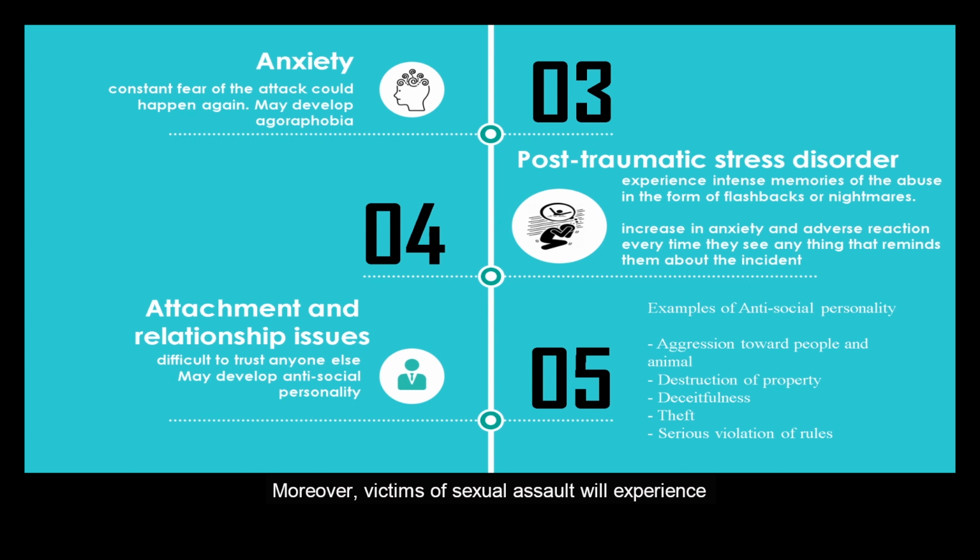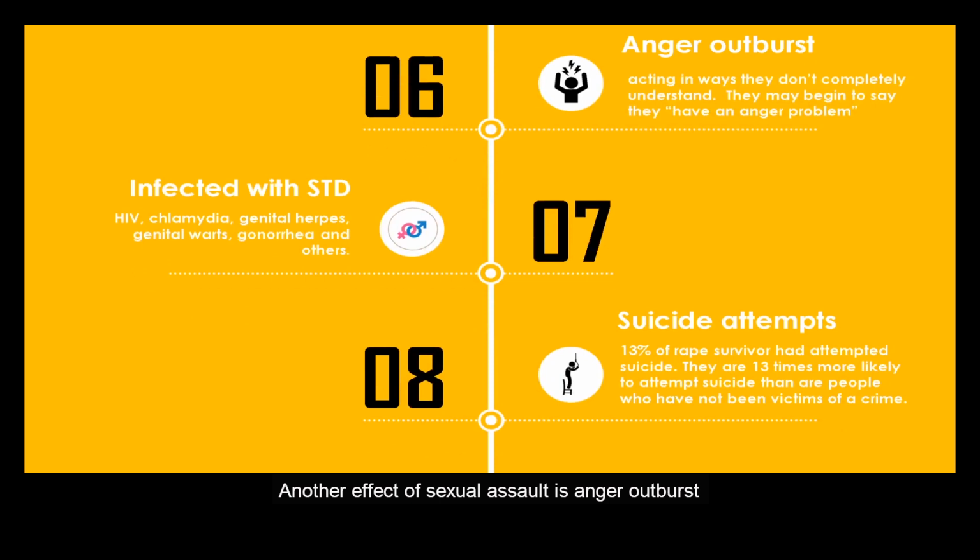Moreover, victims of sexual assault will experience some attachment and relationship issues. You can find that they find it more difficult to trust anyone else, and they may develop antisocial personality after they encounter sexual assault. Another effect of sexual assault is anger outbursts, where they act in ways they don't completely understand and tend to release their anger on their family members and friends around them.